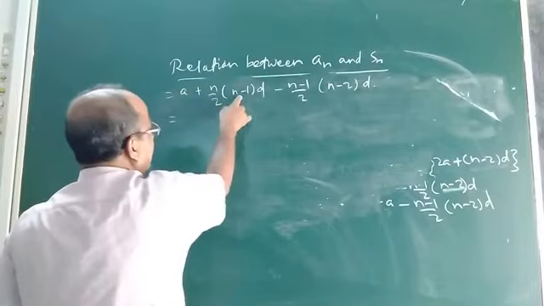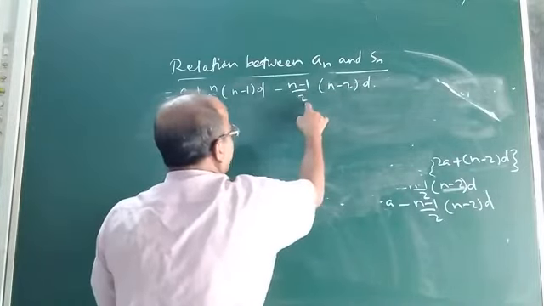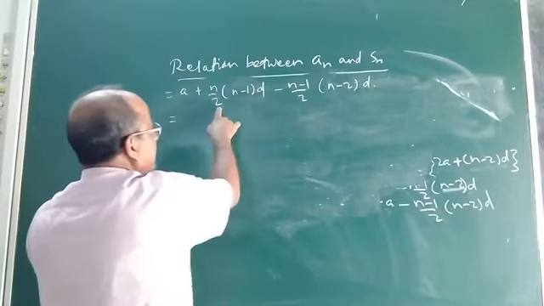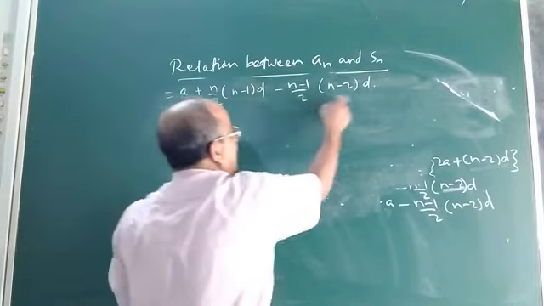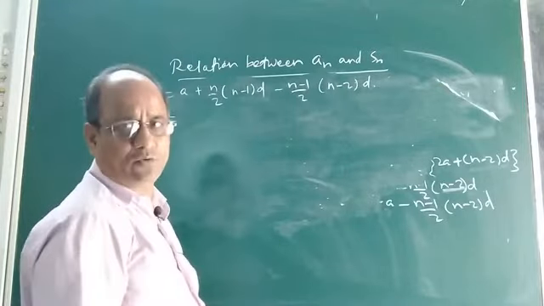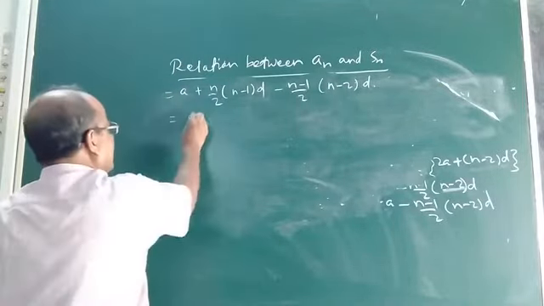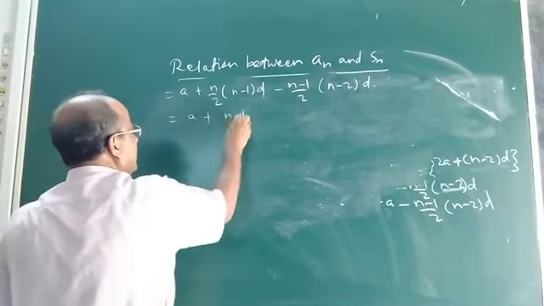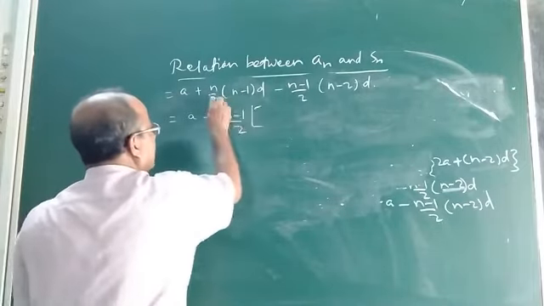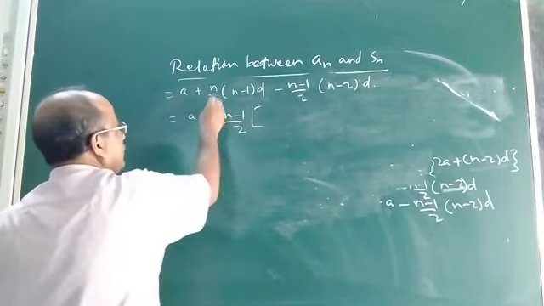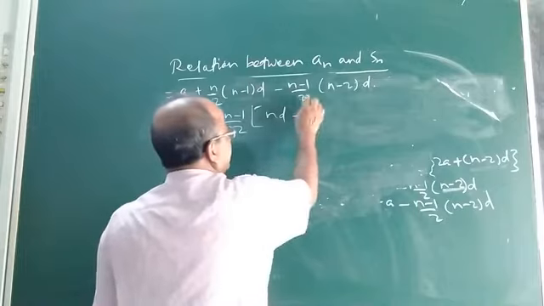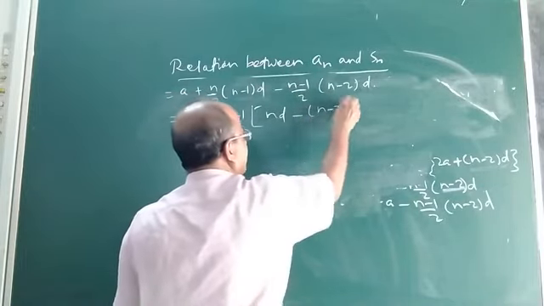See, now look at n by 2 into n minus 1 into d. That means n minus 1 by 2 is there in this expression, and in this expression also n minus 1 by 2 is there. So we can take common n minus 1 by 2. Let us take common and see what is coming. If n minus 1 by 2 is taken common from this expression, so here you will get nd, then minus, it will be n minus 2 into d.